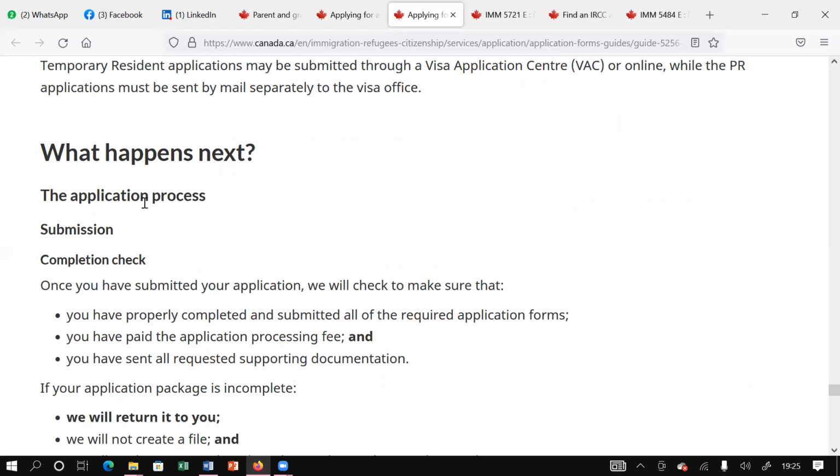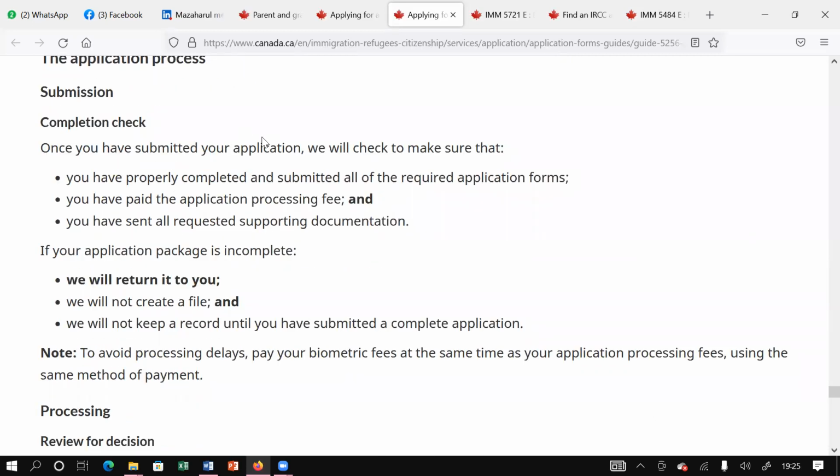So the next thing is what happens next. Submission completion check. Once you have submitted your application, IRCC will check to make sure that you have properly completed and submitted all the required application forms, you have paid the application processing fee, and you have sent all the requested supporting documentation.